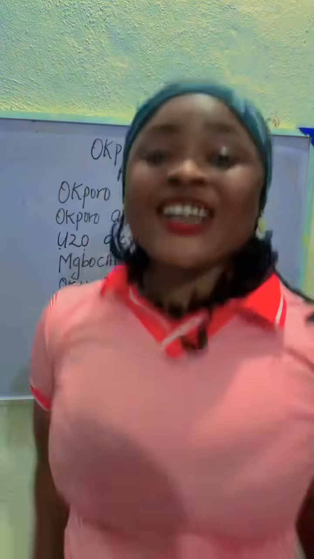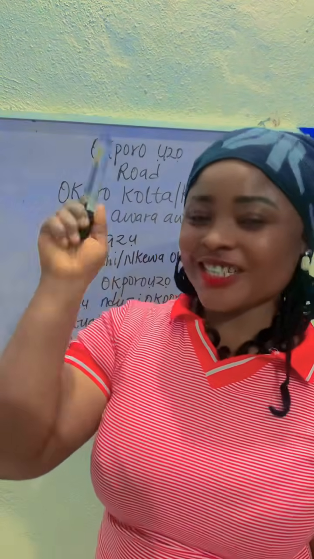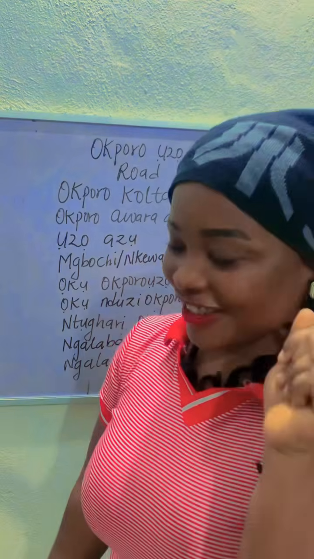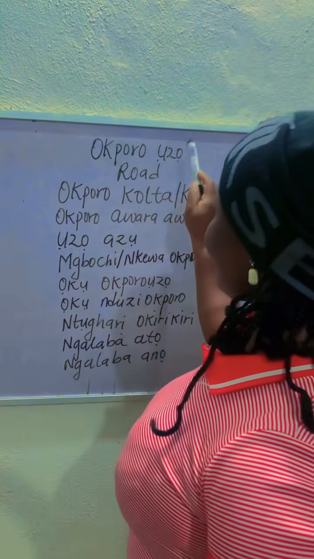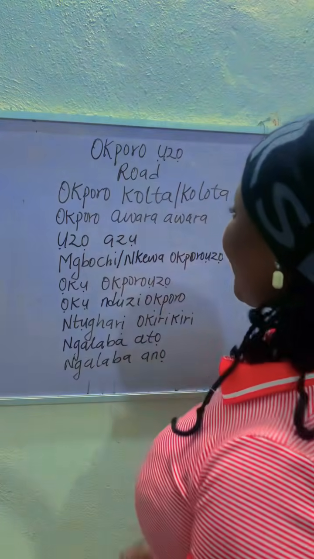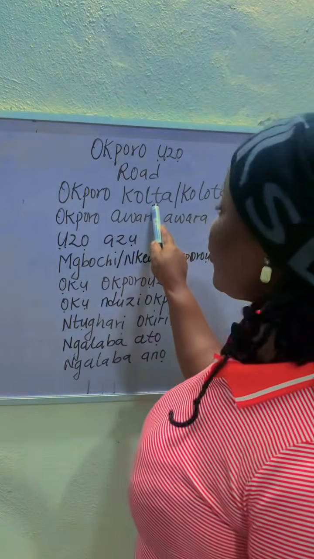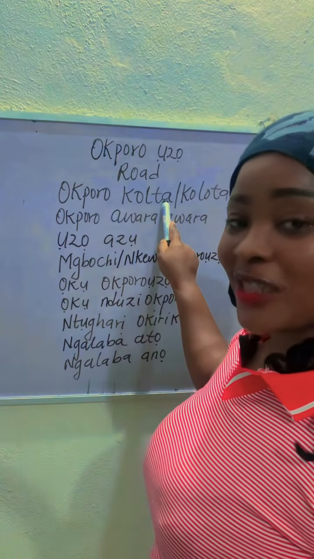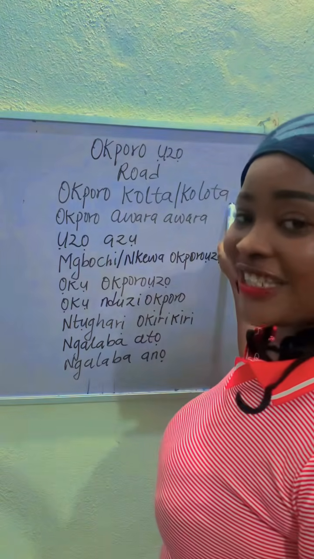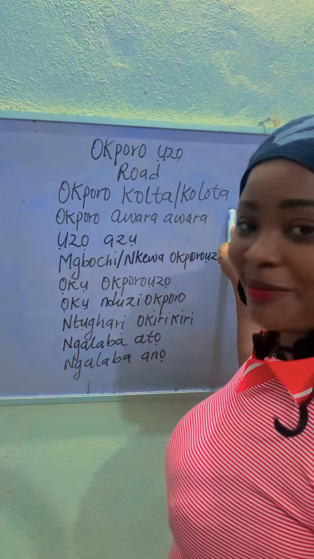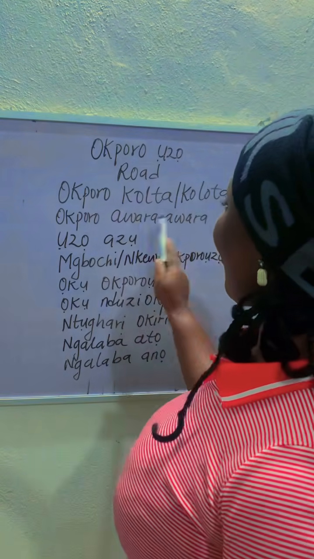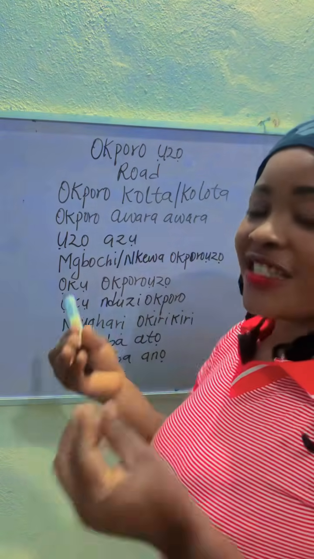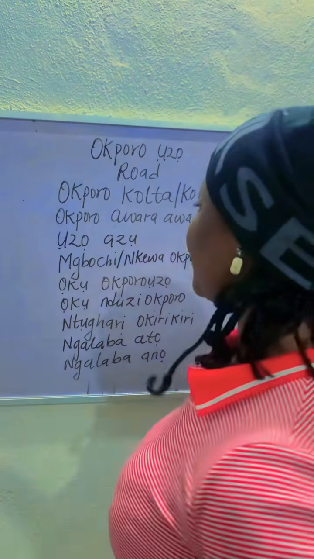It's Igbo o'clock. Let's learn some Igbo language on the roads for today. Okporo ụzọ, road. Okporo kota. You can actually say kota or kolota, which is the way our mothers used to say it before now. That is the third road.